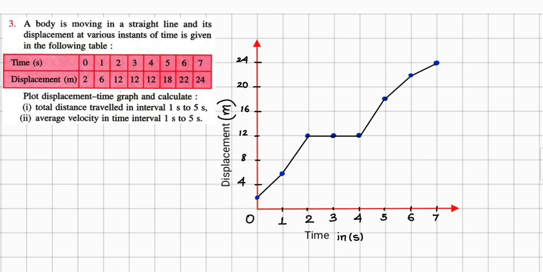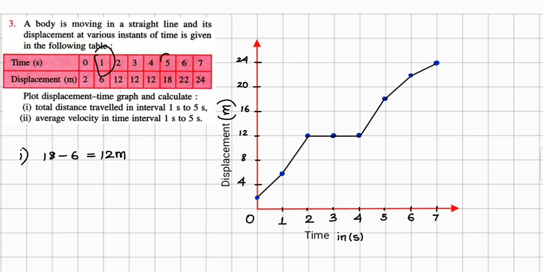seconds. So at 1 second distance traveled is 6, and at 5 seconds the distance traveled is 18. So 6 to 18, that is 12 meters. So rewriting it, hence total distance traveled in interval 1 to 5 seconds will be 18 minus 6, that is 12 meters. Now the second part, average velocity from 1 to 5 seconds, distance traveled upon time.